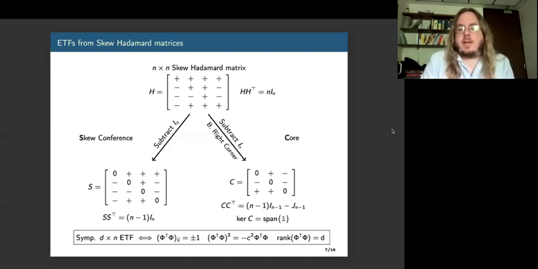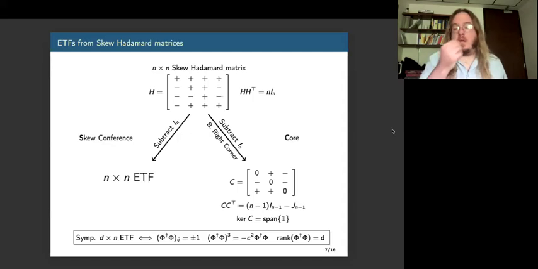The last thing I have to check is this middle condition here, that's the cubic, right? Well, I know that S is skew symmetric, so I just want to apply the fact that S transpose is equal to negative S, and then I'll move that negative over to the other side, and I see that I have S squared as a negative multiple of the identity. Well, then all I have to do is multiply by S again to see that S satisfies this cubic that I want. So what this tells me is that S is, in fact, the Gram matrix of an n by n ETF.